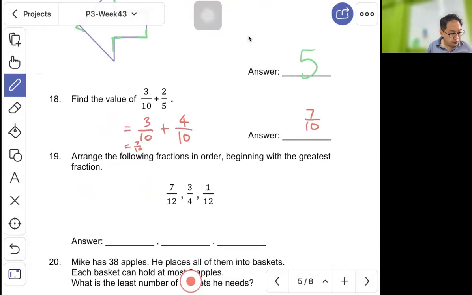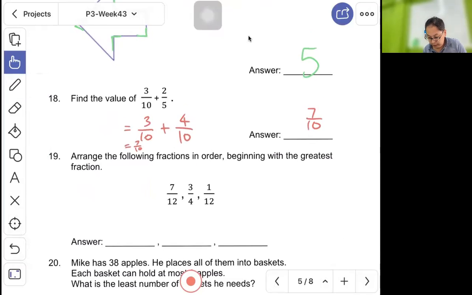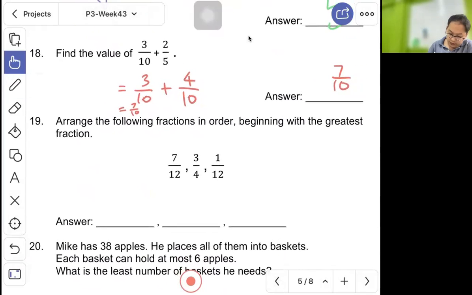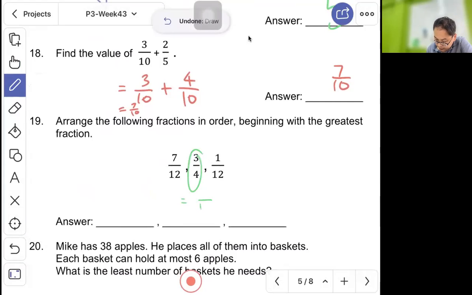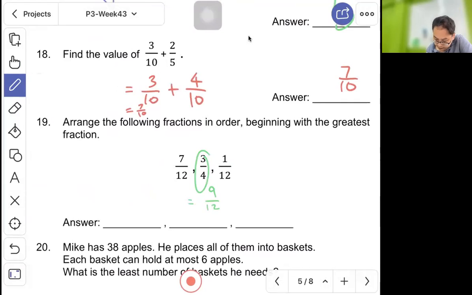Question 19. Arrange the following fractions in order, beginning with the greatest fraction. So one way that we can do is we can make the denominator with 12. So times 3, 9. Then we start to compare 1, 7, and 9. So this is 1 out of 12. The 7 out of 12, and this will be 9 out of 12.